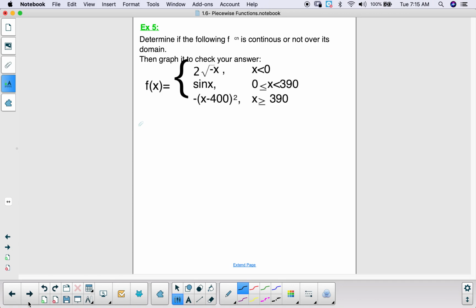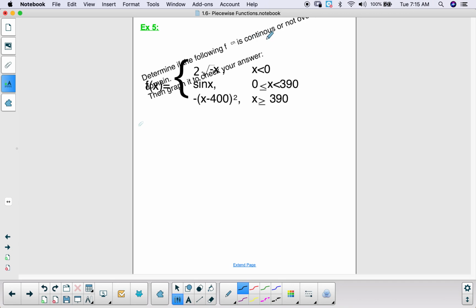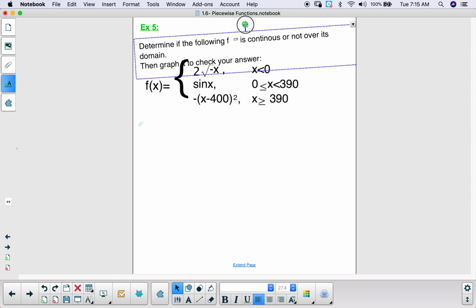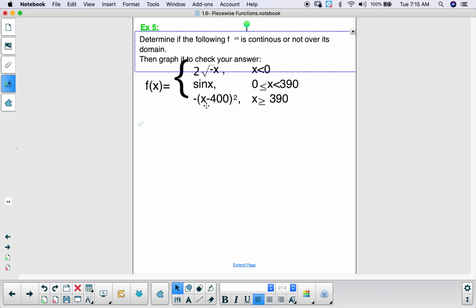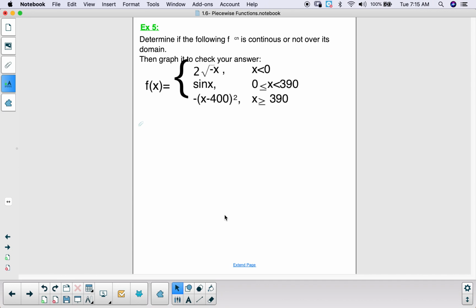And here we have an example. Determine if the function is continuous or not over its domain, and graph it to check your answer. So you have 3 parts to this function. 2 times square root of -x for x less than 0. And then sine x for x between 0 and 390, including 0. And x minus 400 squared, so that's a parabola, for x greater than or equal to 390.